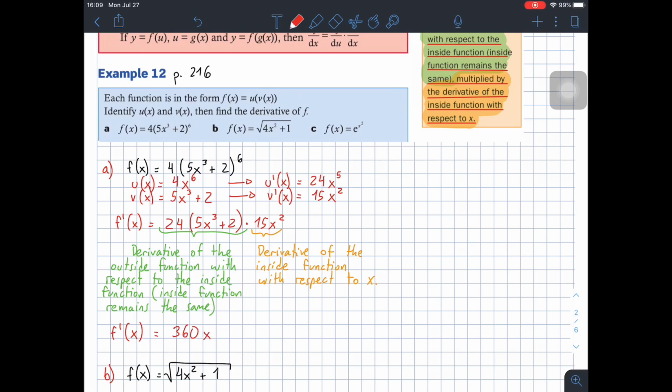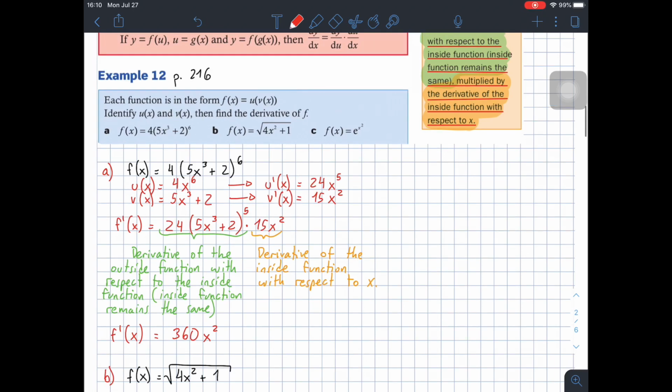x squared times, sorry, I just noticed I forgot something here. It should be to the fifth power, there you go. Times 5x cubed plus 2 to the fifth power. And that would be the final result. So we highlight this, or we mark this, we frame this, and this is the answer for the first exercise.